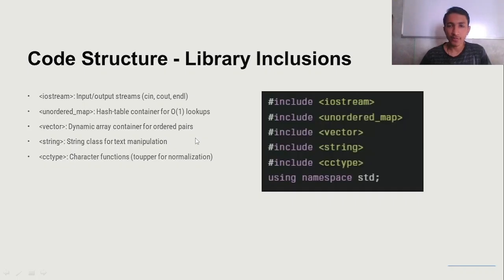Actually, we won't require the ordered arrangement of our Roman numerals and their corresponding values. That is why we are going to use this one library. Vector: a dynamic array container for ordered pairs. I'm using this library because I have to introduce a vector for assigning integers to their Roman numerals.